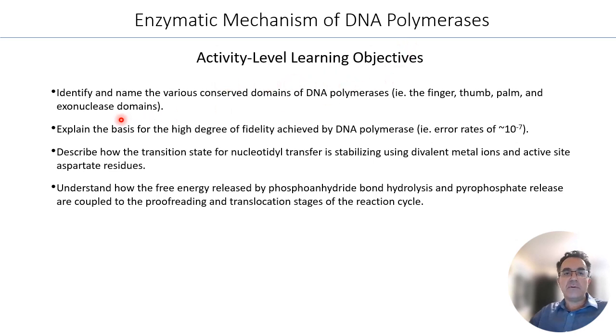The learning objectives for this talk are to show you the structure and various domains of DNA polymerases, so the finger, thumb, palm, and exonuclease domains specifically. We'll talk about how high fidelity for polymerization is achieved by these enzymes. We'll also talk about the transition state stabilization of the nucleotidyl transfer reaction and how divalent metal ions and aspartic acid residues function in that transition state. Finally, we'll talk about how the energy released during the reaction cycle is used for proofreading and translocation.